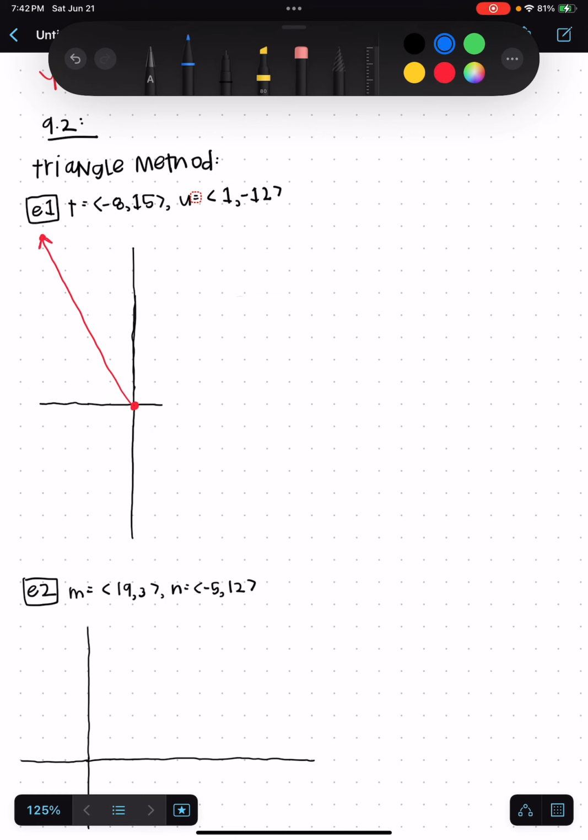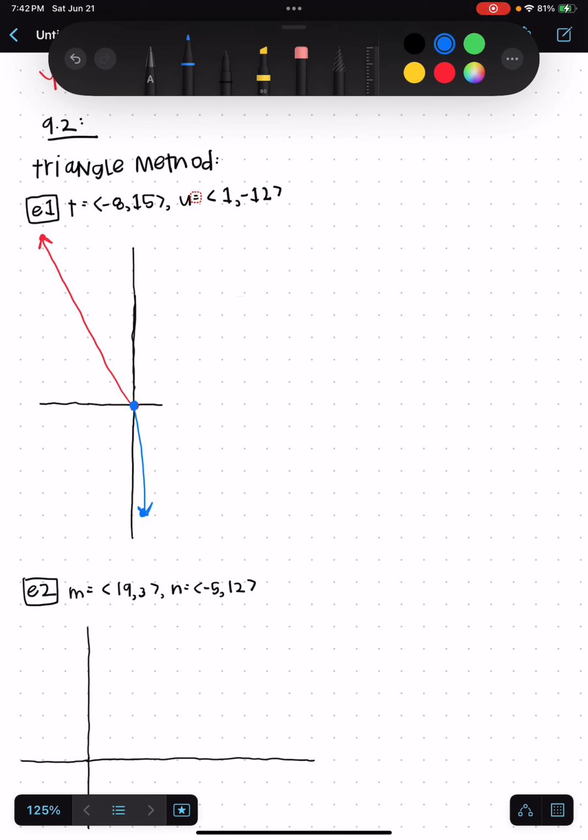Now we're going to do point u, or vector u, and again, I'm going to put a point at the center. My u vector is at 1, negative 12, so 1, and then 2, 4, 6, 8, 10, 12, so it's right there. Once again, you draw a line, and then there's an arrow.